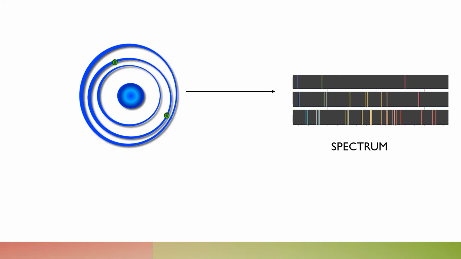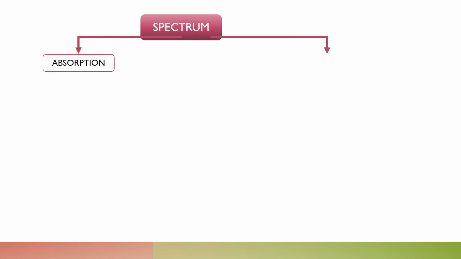The interaction of electromagnetic radiations with the atoms or molecules gives the spectra. By the nature of interaction, the spectrum can be divided into absorption spectra and emission spectra. This can be explained in terms of energy levels in the atom.